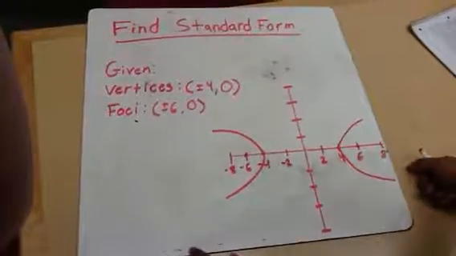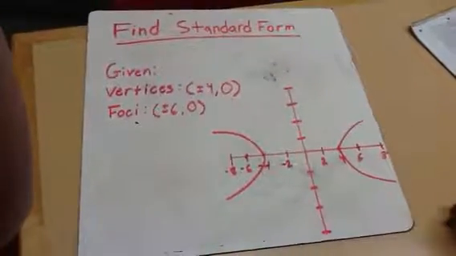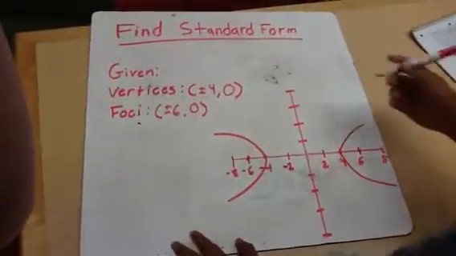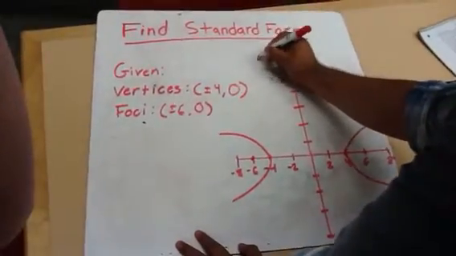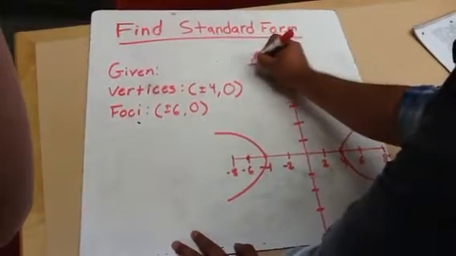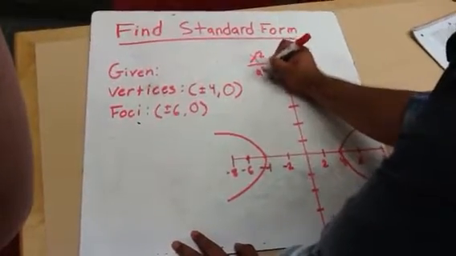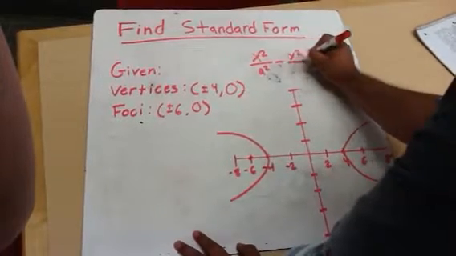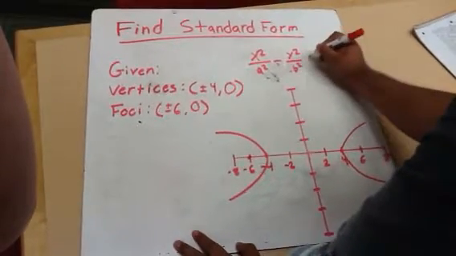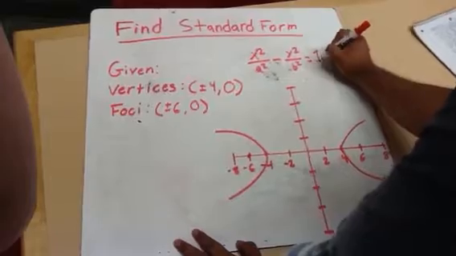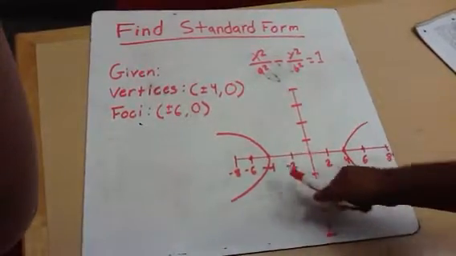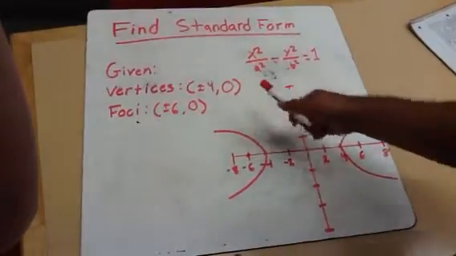Okay, so for this problem, you need to find the standard form of the equation given the vertices and the foci. If you recall, the equation for a hyperbola is x squared over a squared minus y squared over b squared equals 1. Now, here's a graph that represents these points.